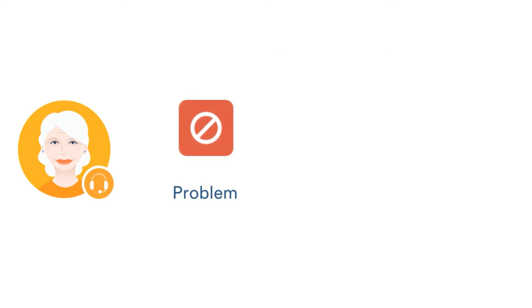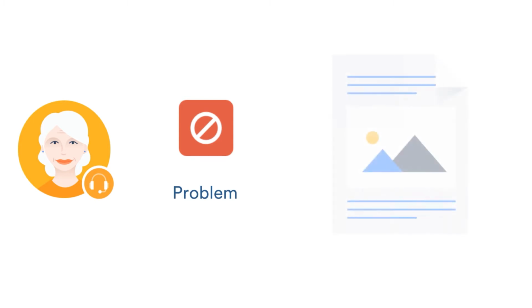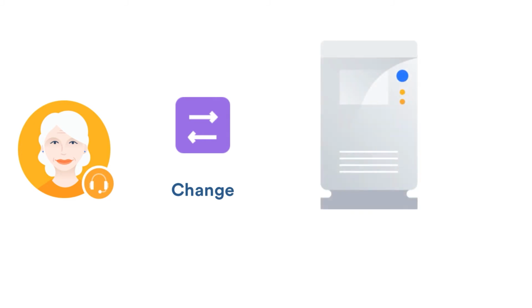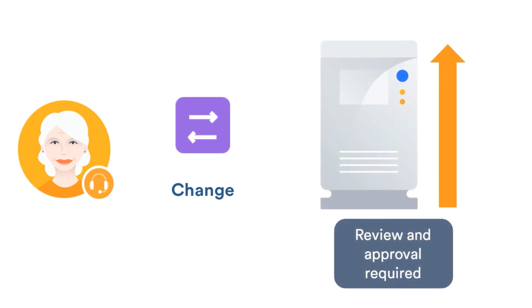A problem is open when something isn't working right and it keeps recurring. For example, I'm currently investigating a problem where our purchasing system reports keep crashing. A change is a request to change one of our systems. For example, I just worked on a change request to upgrade our production web server. It had to be reviewed and approved before I made the change to reduce the risk of outages.